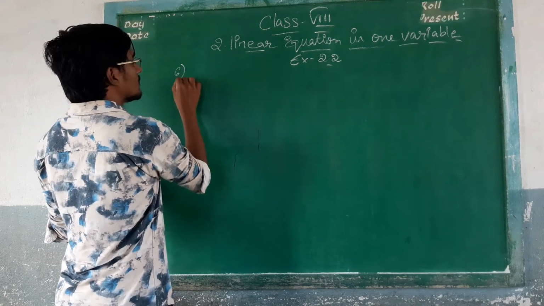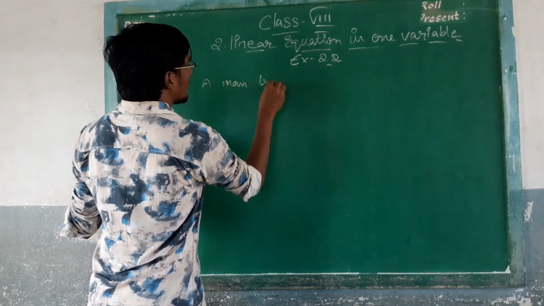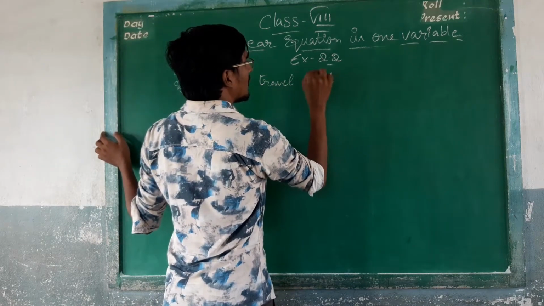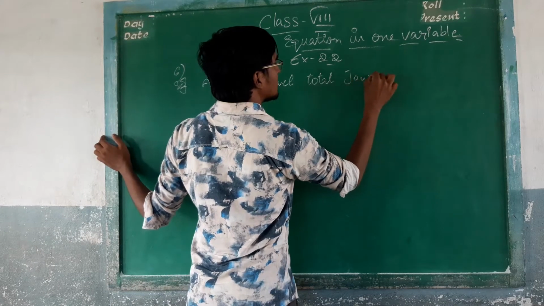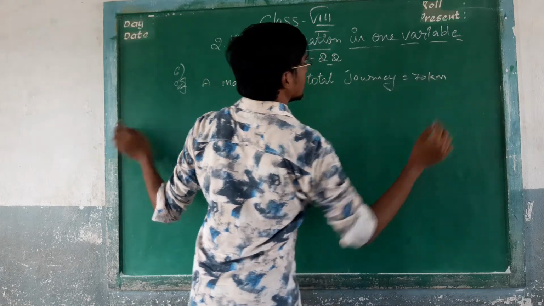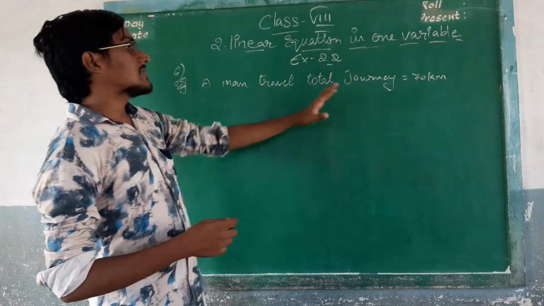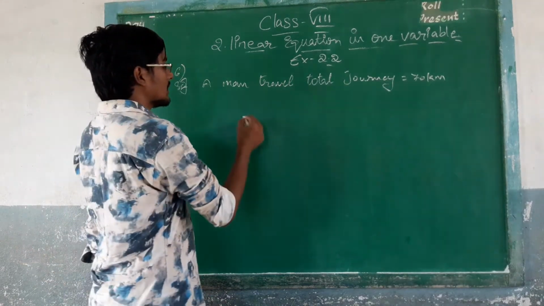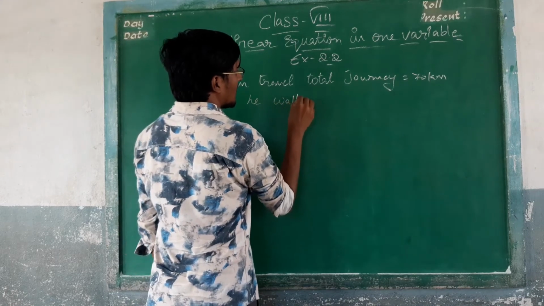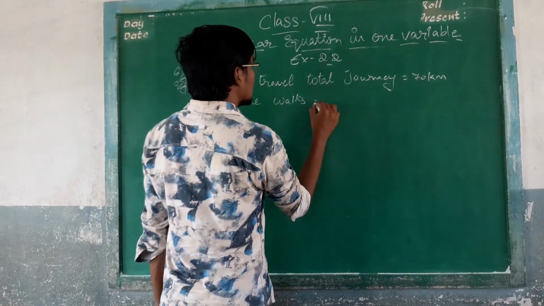Sixth sum. A man travels a total journey. How much? Total journey equal to 70 kilometers. He walks 10 kilometers.